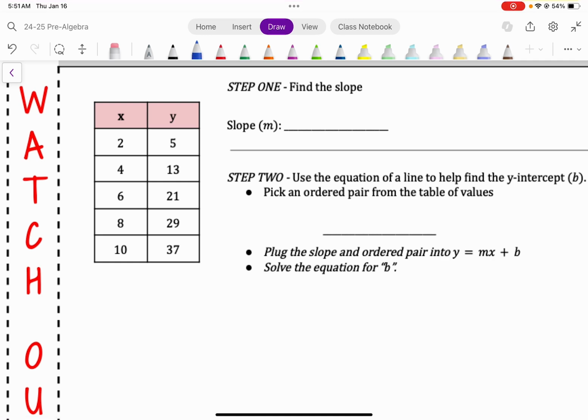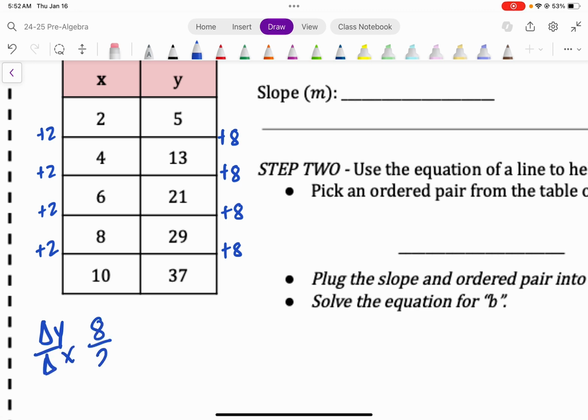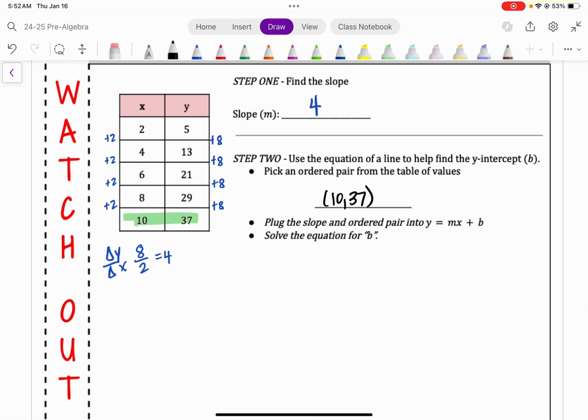Okay, now we're going to do this one. We're going to look at how our y values change. These add 8, add 8, add 8, add 8, and our x values add 2, add 2, add 2. So the change in y over the change in x is 8 over 2, which is 4. We're using 4 again. And if I pick any ordered pair, I'm going to pick 10 and 37. So I picked that ordered pair from the table of values.